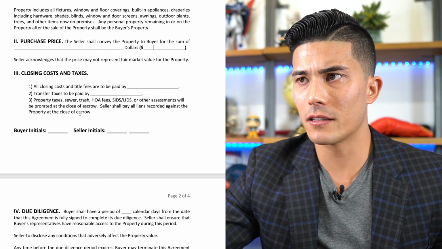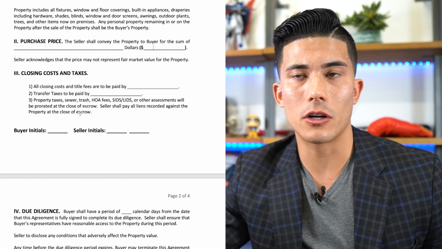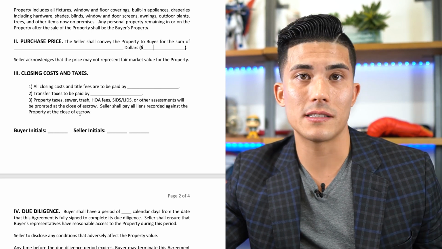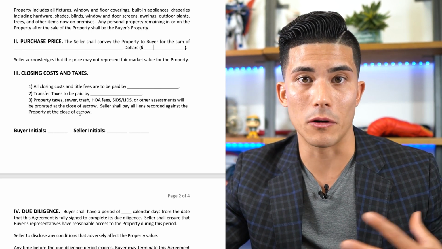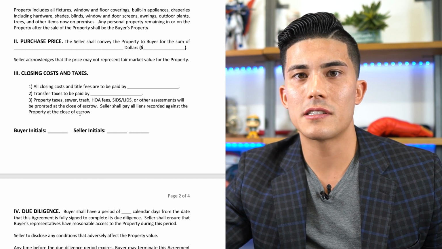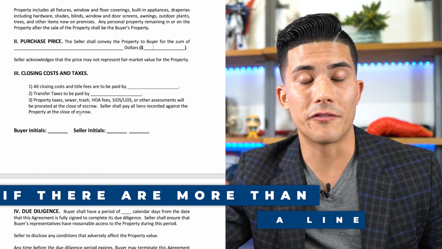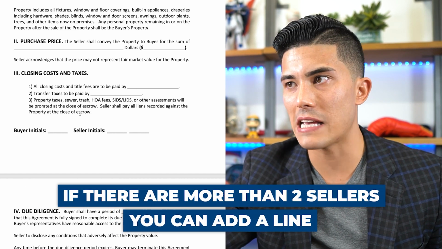So assuming everything looks good on the first page, if you guys are in agreement, buyer, which is you, are going to initial here. I only have one signing block because it's usually just me or my company. And then the seller, we have two signing blocks. So if it's a husband and a wife or whatever the case is, if there are more than two sellers, you could simply just add a line here.